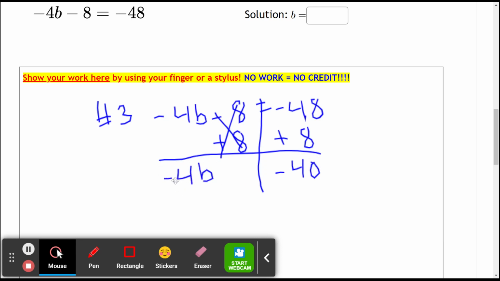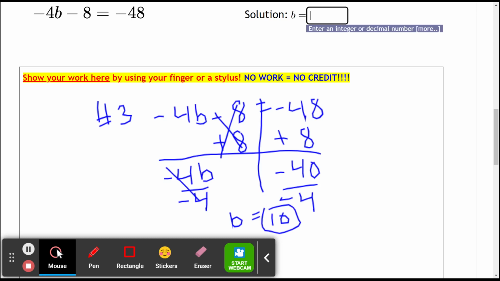So the inverse of multiplication is division. So we divide, but you have to make sure you divide by exactly the same number, -4. And here, you have to do the same thing on both sides of the equal sign. So we end up with b is equal to -40 divided by -4, which is +10. +10 should be the right answer.